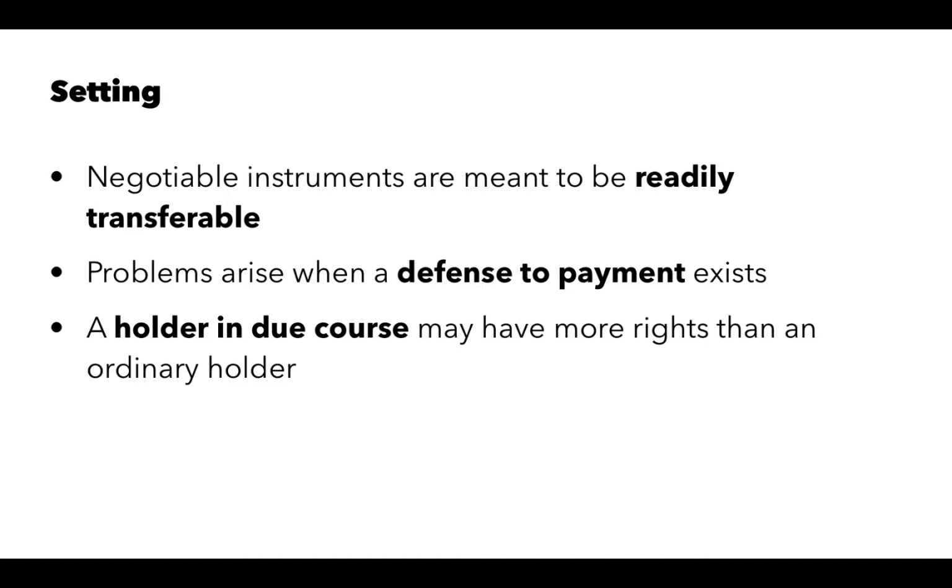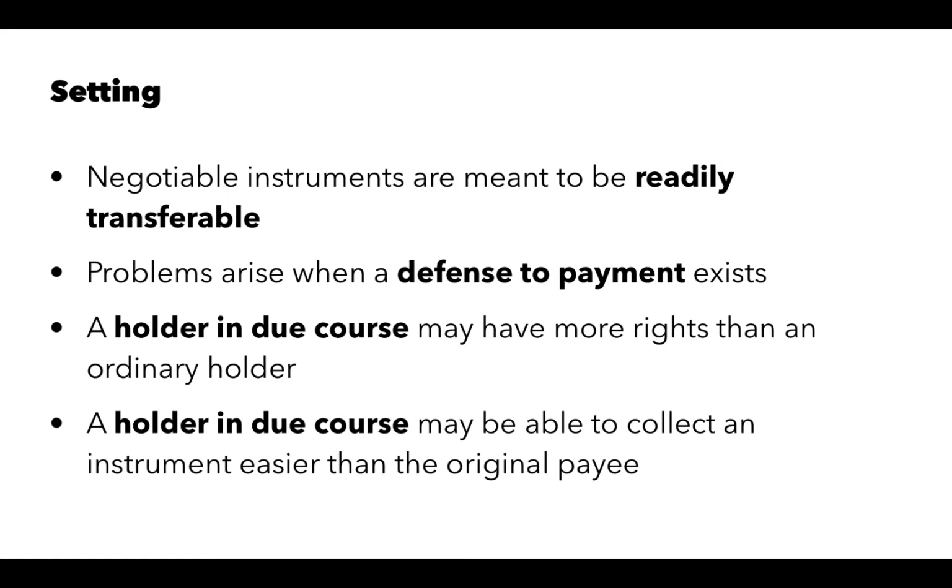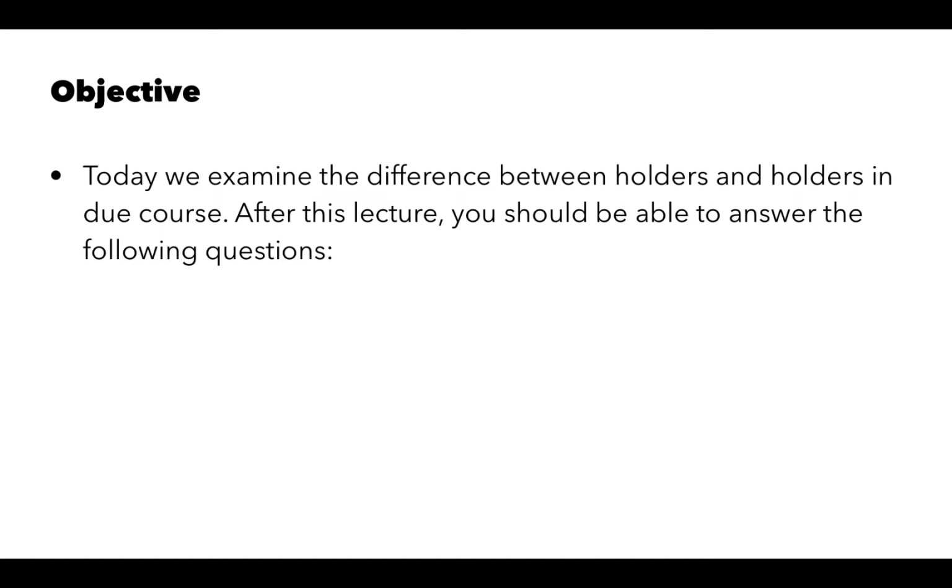Now remember, one becomes a holder through the use of the process called negotiation. A holder may in fact be a holder in due course, and it turns out that a holder in due course may be able to collect an instrument easier than the original payee. That it may be easier for a subsequent purchaser of the instrument to collect rather than the original payee on the note. So today we're going to look at the difference between a holder and a holder in due course.